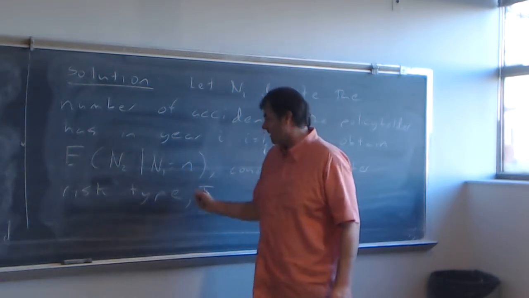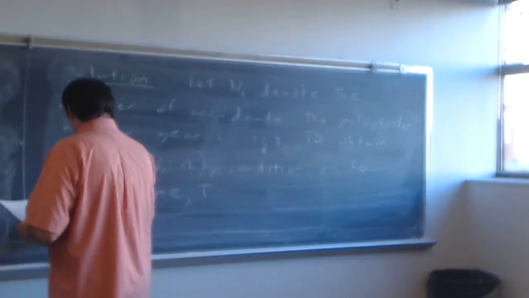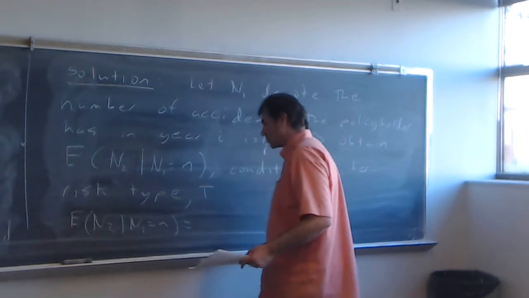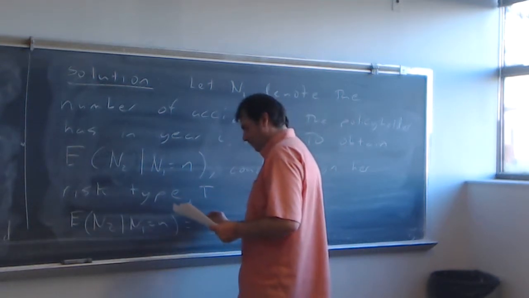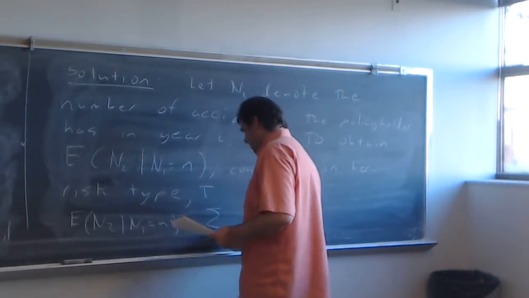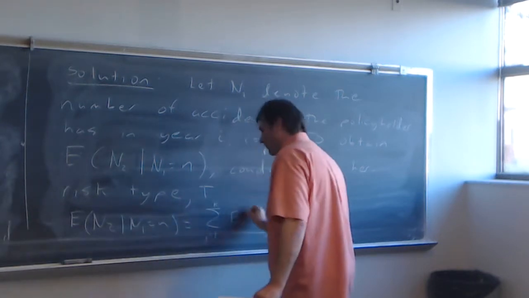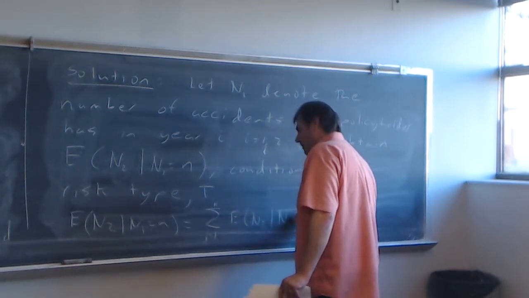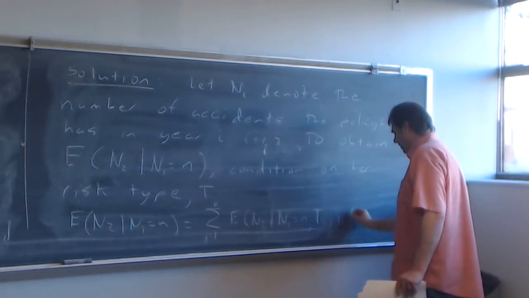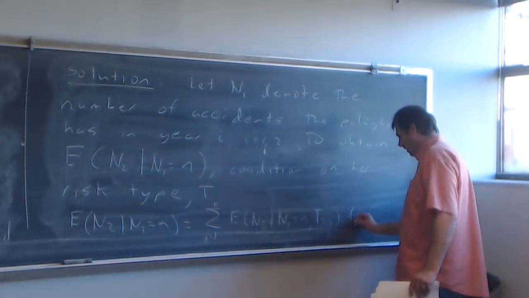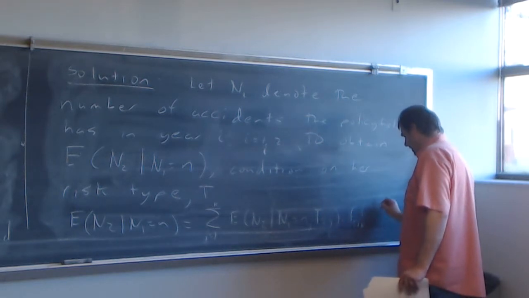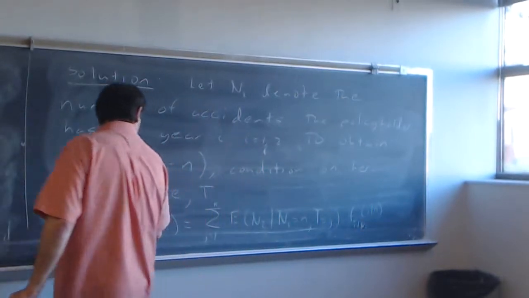So there is a connection between these two, and then a connection between T and N2. All right. So here, the expected value of N sub 2 given N sub 1 equal to N, because T is discrete, it's going to be equal to the sum over J equaling 1 to K of the expected value of N sub 2 given N sub 1 equals N and T equals J, times the conditional PMF of T given N sub 1, evaluated at J given N. So that's by our formula.